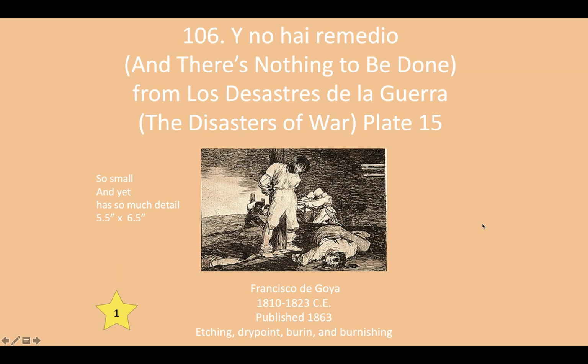Then our next one is this, okay? So they give you the title both in English and in Spanish, Y no hay remedio, and there is nothing to be done, from Los Desastres de la Guerra, from the Disasters of War, which is a whole series of pieces, okay? And this is number 15. And if you want to know how many there were, there were 82 total images. And so this is number 15 of the 82.